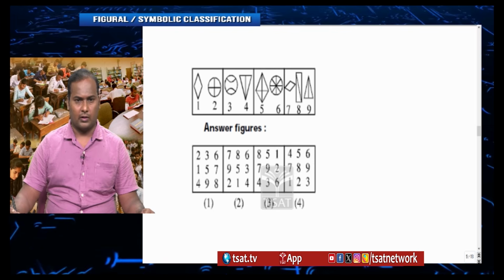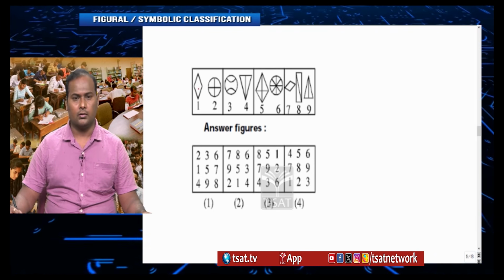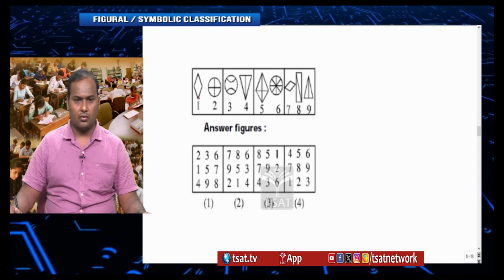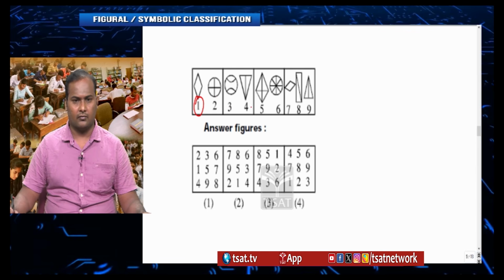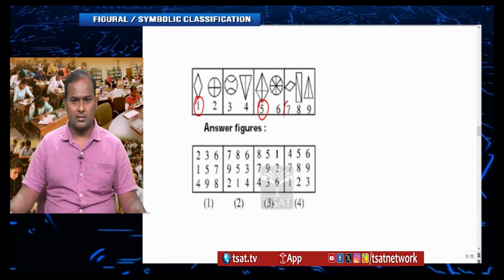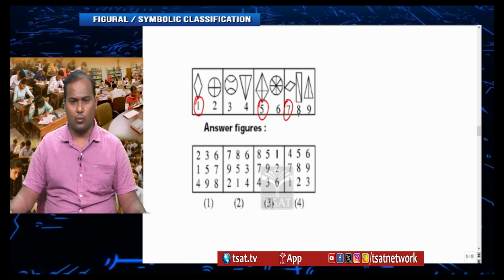See, in this particular question, the first symbol is a kind of quadrilateral. So we'll try to focus much on quadrilateral now. Figure 1 is quadrilateral. Figure 2 is circle, 3 is circle, 4 is triangle, again the 5th one is a quadrilateral, and again the 7th one is also a quadrilateral, and again the 8th one is also a quadrilateral.